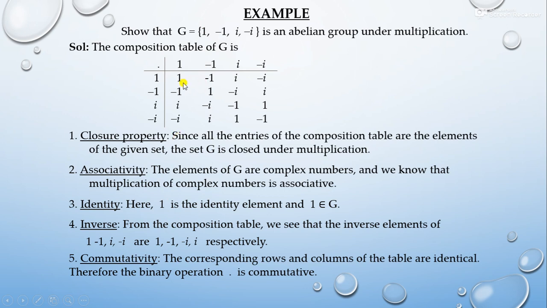So you can see here, the first row is 1, minus 1, iota, minus iota, and the first column is the same: 1, minus 1, iota, minus iota. The second row is minus 1, 1, minus iota, iota, and the second column is minus 1, 1, minus iota, iota. The third row corresponds to the third column, and the fourth row corresponds to the elements of the fourth column. So we say that yes, this holds the commutative property. It means that our G is an abelian group under multiplication.